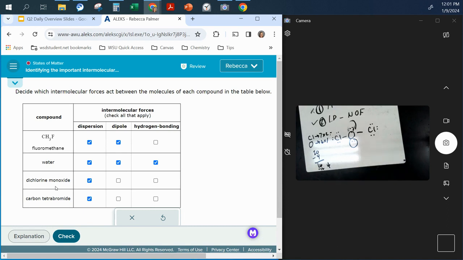So if it is polar, then it has dipole-dipole. It's polar, but no hydrogen. Yes, no hydrogens, no hydrogen bonding. Yeah, so the shape is tricky, so you might want to review that.